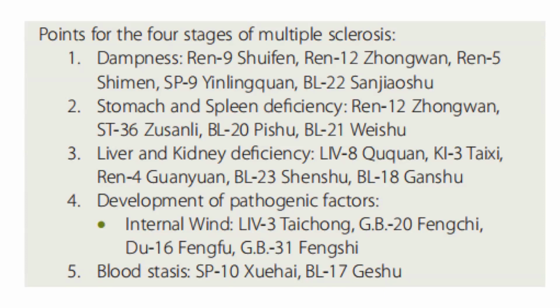For liver and kidney deficiency, we may use liver 8, kidney 3, REN4, bladder 23, and bladder 18. In the development of pathogenic factors, where there is internal wind, we may use liver 3, gallbladder 20, DU16, and GB31. And for blood stasis, you can use spleen 10 and bladder 17.